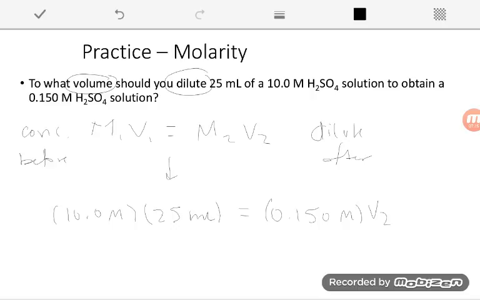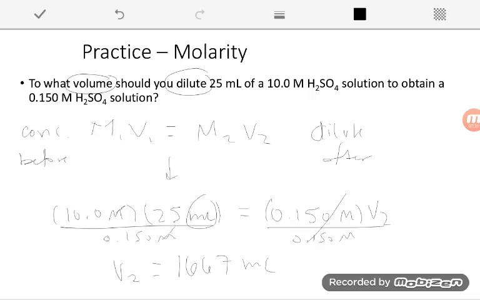You just got to plug them in. So we divide both sides by 0.150 molar. Cancels over here. Here my units cancel at least. And I find that my V2 is 1,667 milliliters, because I had milliliters right here. But with 2 sig figs, that turns into 1,700 milliliters. So I didn't actually have to use the molarity equals moles over liters in this case, because I was simply diluting it. So look for that key word dilute, and that tells you you're going to be using this equation right here.